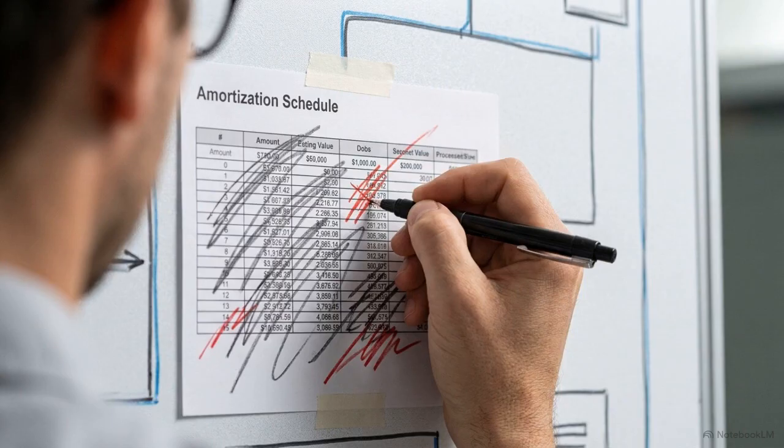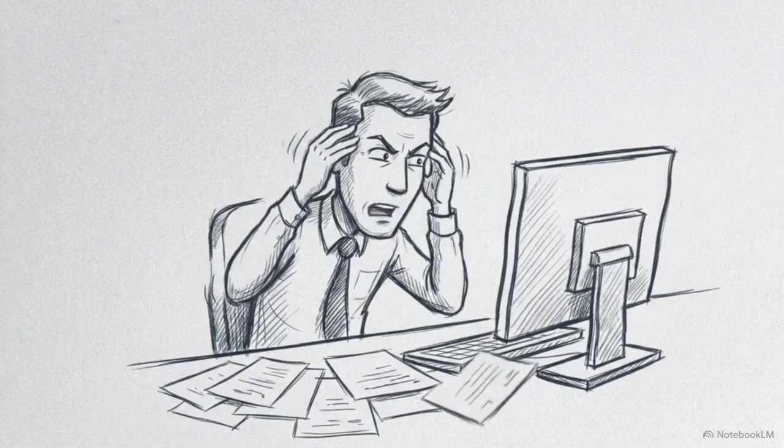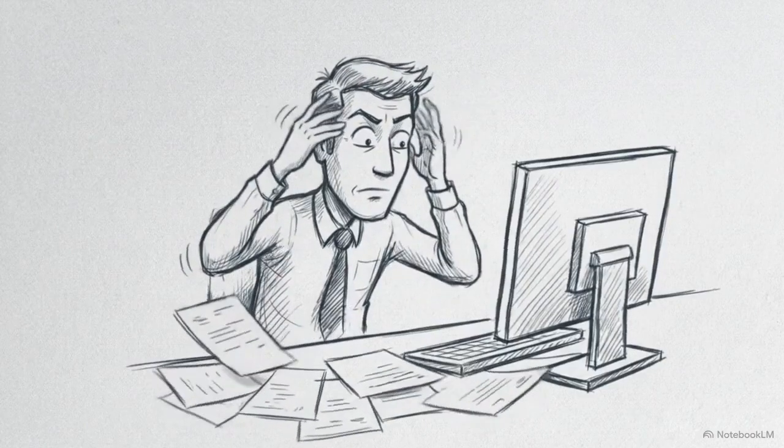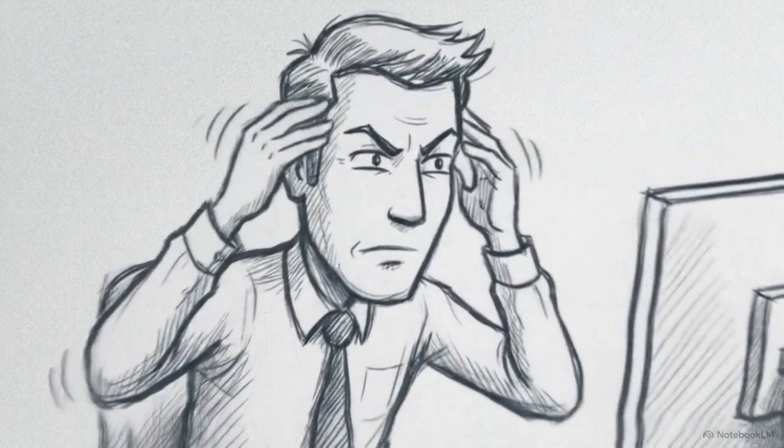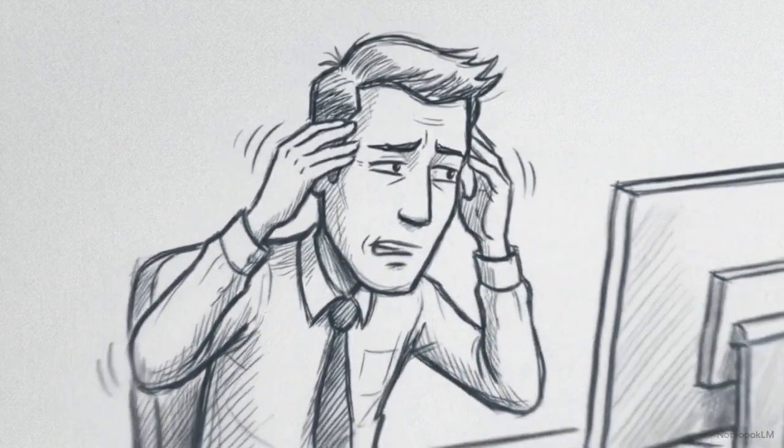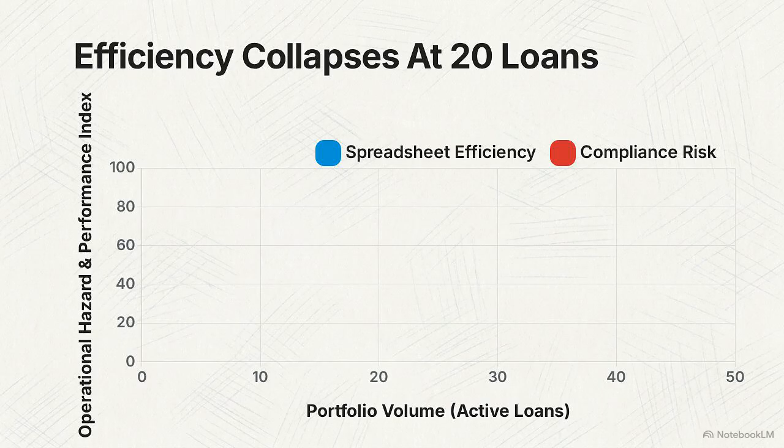At this scale, the daily friction compounds. Calculating complex amortization schedules by hand invites errors. Cross-referencing bank statements to reconcile a single failed ACH payment against 20 different ledgers consumes hours of administrative time. As your portfolio grows, your operational burden increases. The spreadsheet's efficiency plummets past 20 active loans.